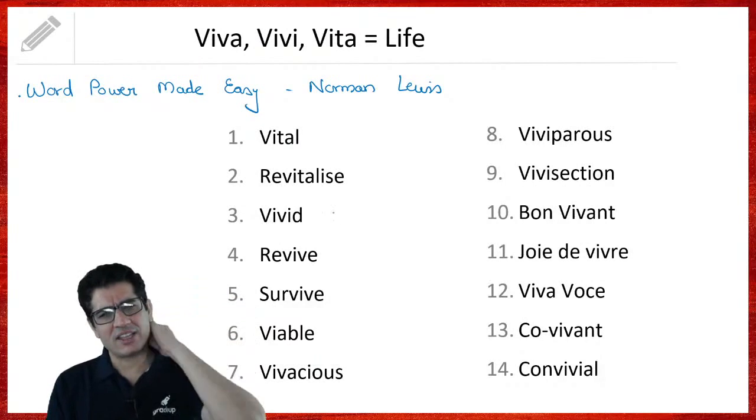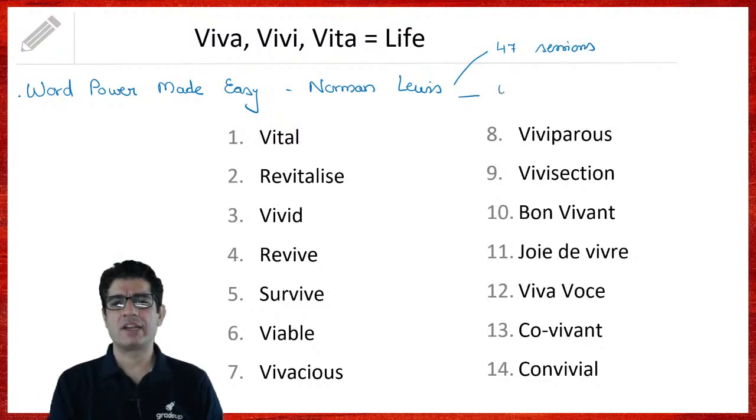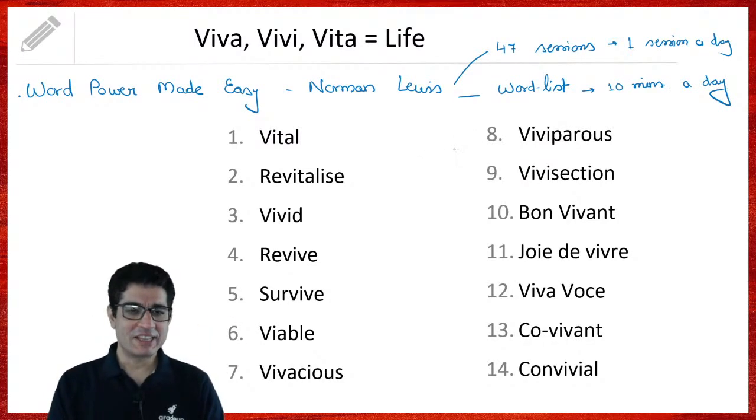So आप चाहें तो इस किताब से शुरू कर सकते हैं. अब कैसे शुरू करें? This book has 47 sessions plus a word list. So what you can do is that you can go through one session a day, plus you can read the word list for 10 minutes a day. So that's how you can go ahead and read this.